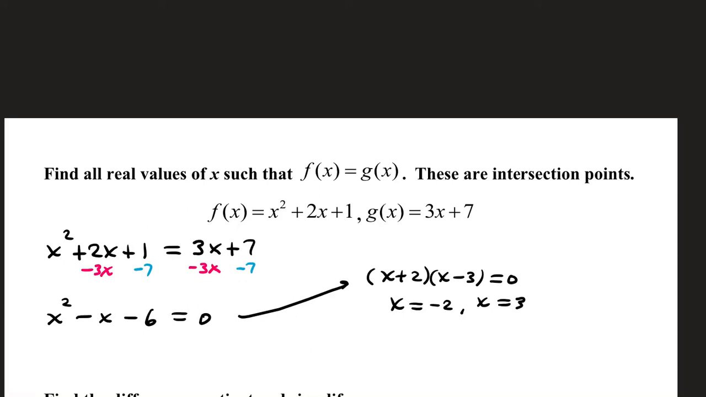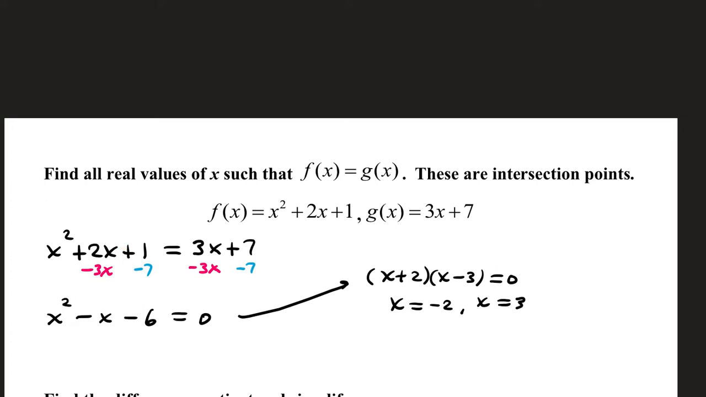Find all real values of x such that f of x is equal to g of x. These are the intersection points, at least the values of x at intersection points. Our first function, we have a quadratic function, x squared plus 2x plus 1. And our second function is linear, 3x plus 7.